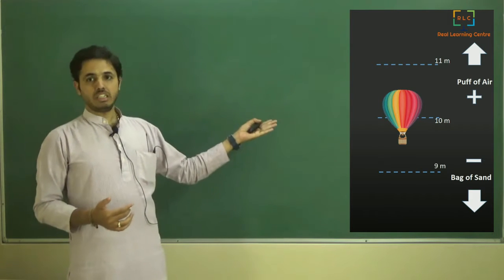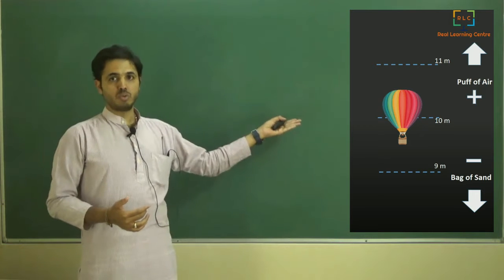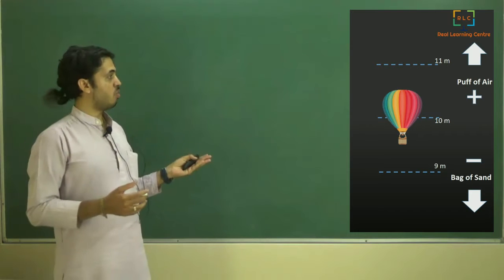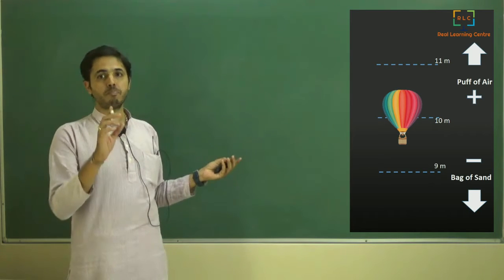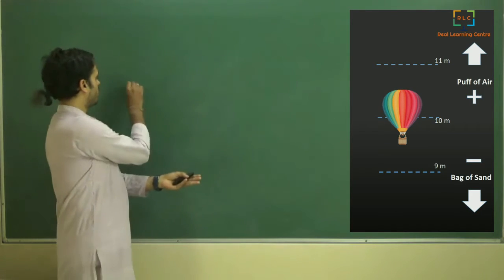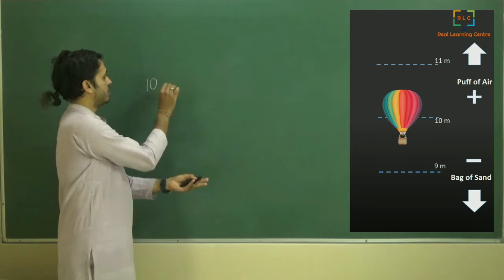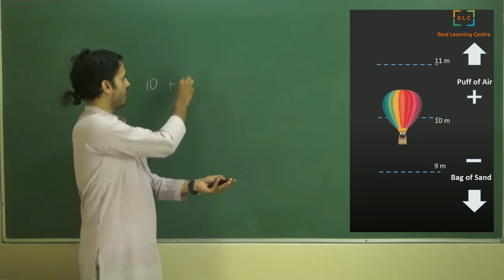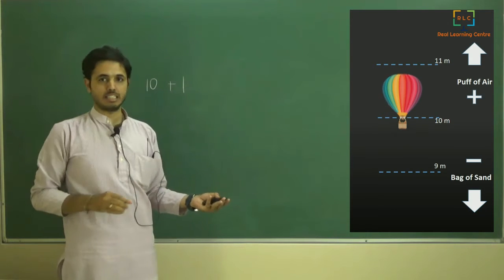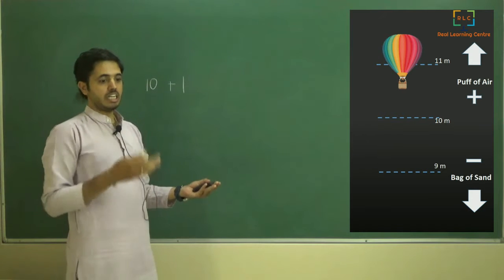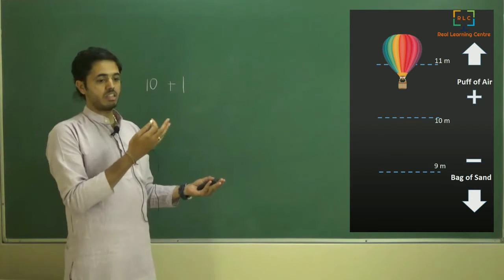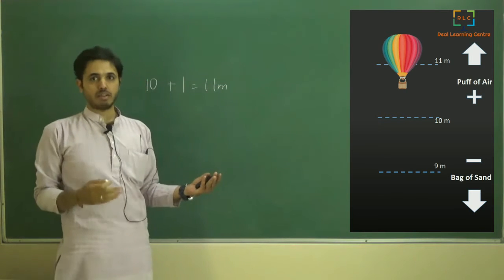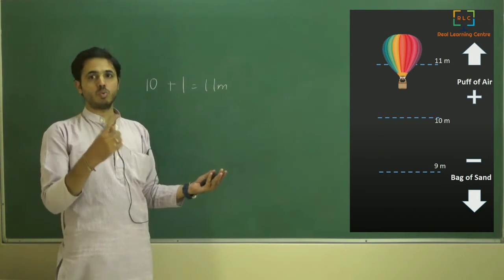Now in our analogy, we have stationed the hot air balloon approximately 10 meters above the ground, and now we will add 1 puff of hot air. So as I told, it's at 10 meters. Now add 1 puff of hot air. Now let us see what is the result. And as all of you know it, the hot air balloon is going to rise to 11 meters because a hot air puff is equivalent to 1 positive integer.